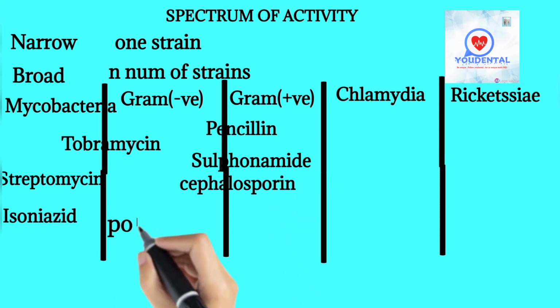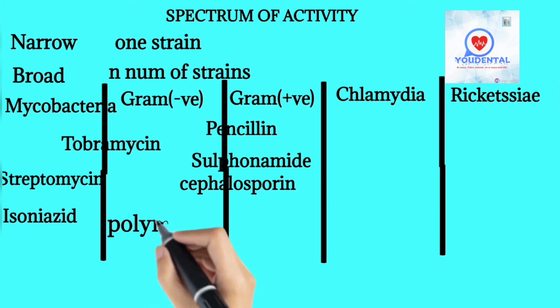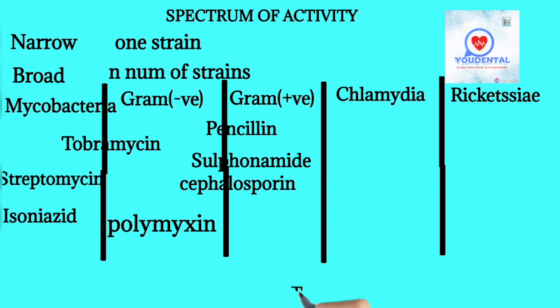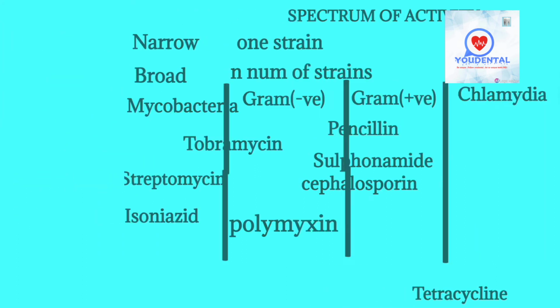Then polymyxin is given only for the gram negative group of microorganisms. Next comes the tetracyclines. It's very broad spectrum. It can be given for gram negative, gram positive, chlamydia and rickettsia.